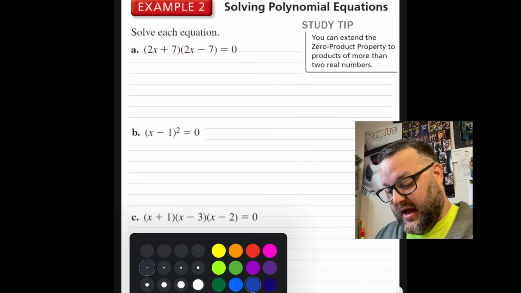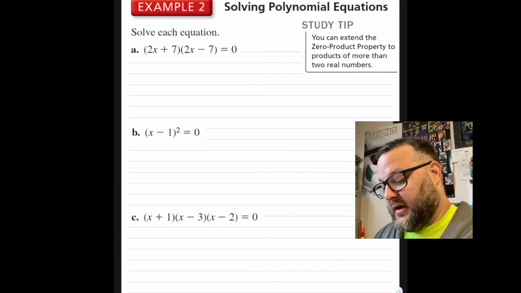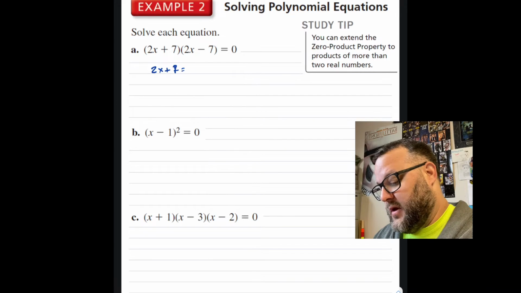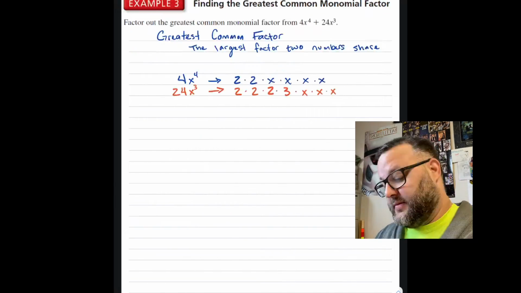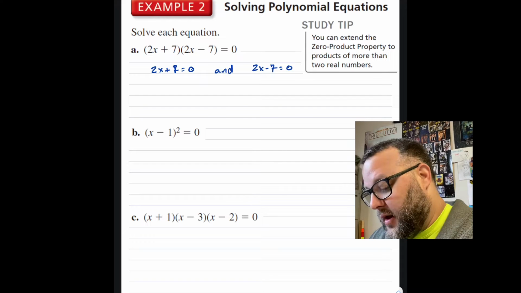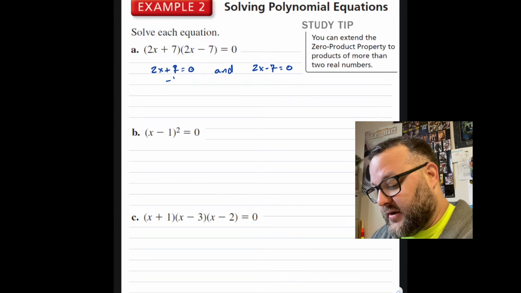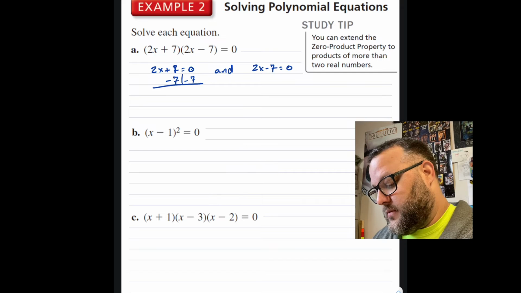What we're looking at in A is we're going to be setting 2x plus 7 equal to 0, and 2x minus 7 equal to 0, and then solving for x. All right, here we're going to isolate the variable by subtracting by 7. We get 2x equals negative 7. Then we're going to divide by 2 on both sides and get x equals negative 7 halves.